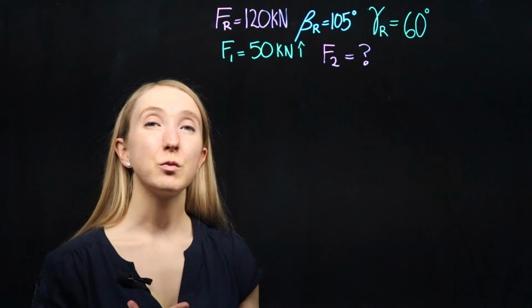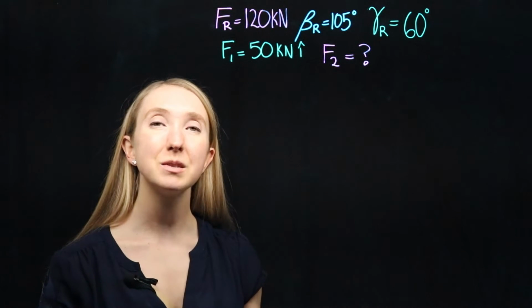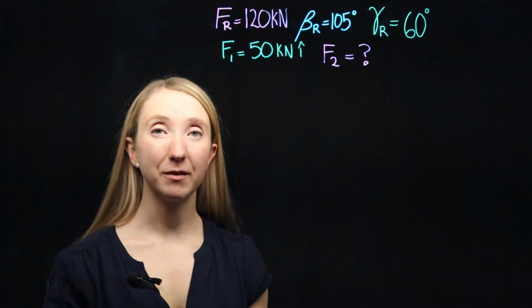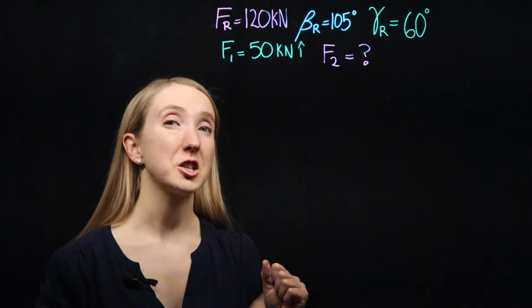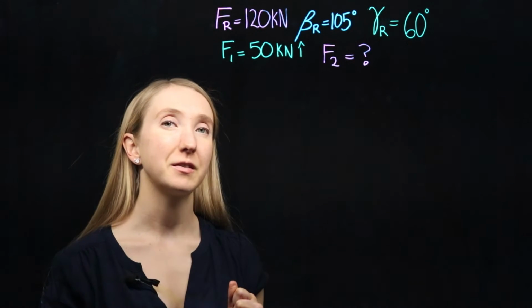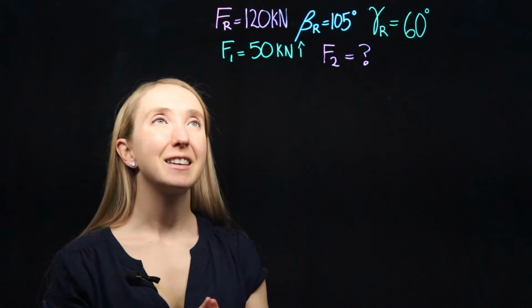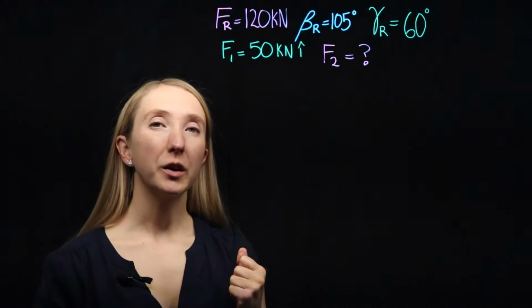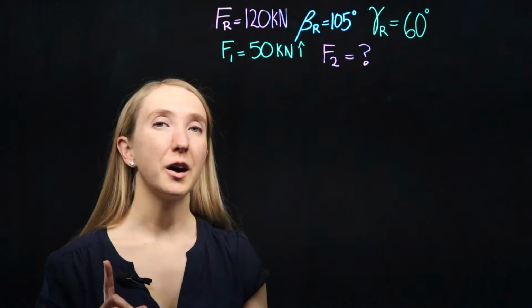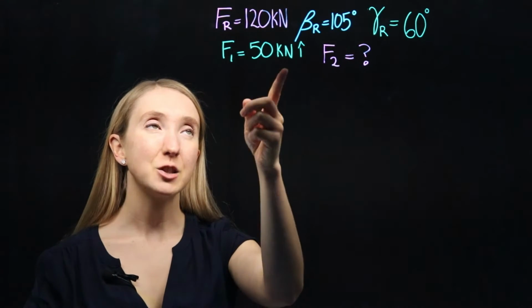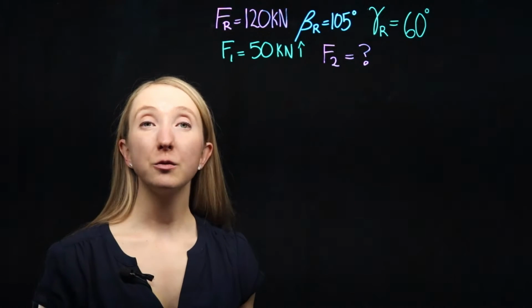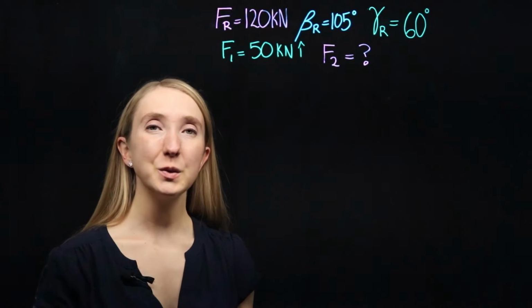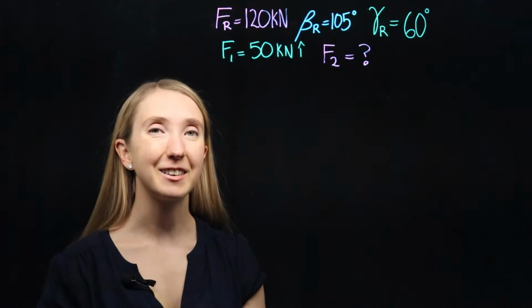The forces F1 and F2 are summed together to give us our resultant vector. We know two of our coordinate direction angles for the resultant vector, as well as its magnitude. We're also given one of our forces and its direction. What we want to know is what the other force has for a magnitude and coordinate direction angles.